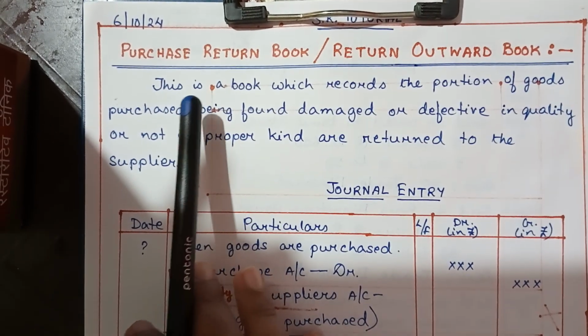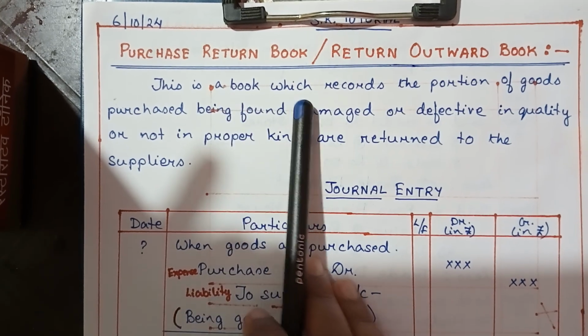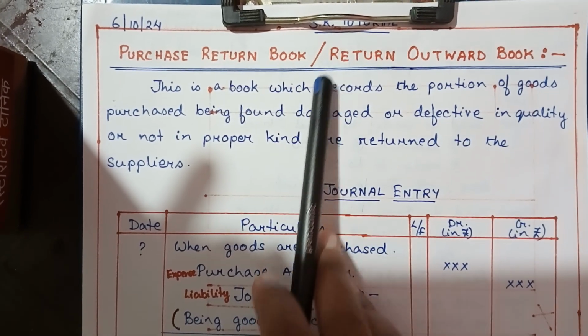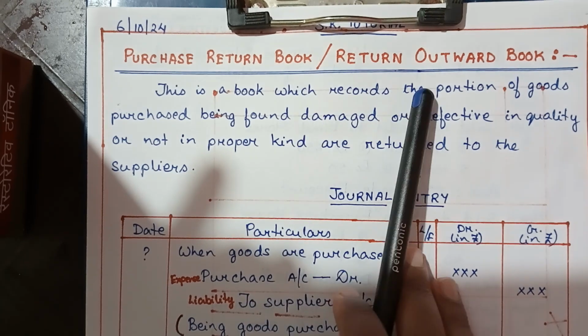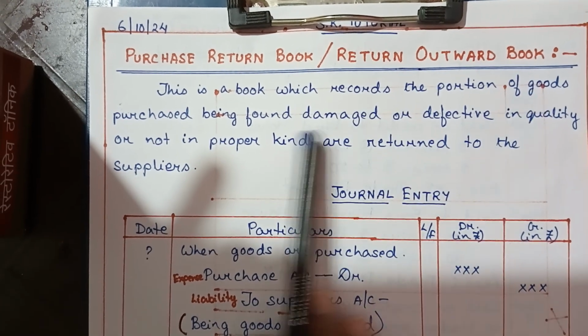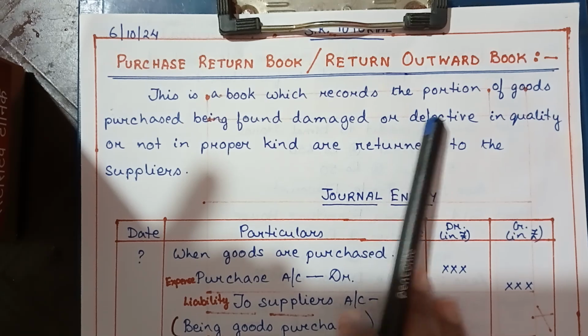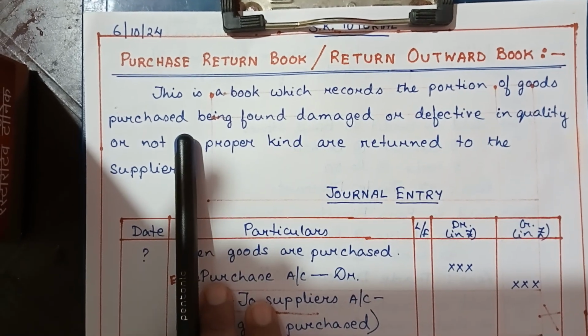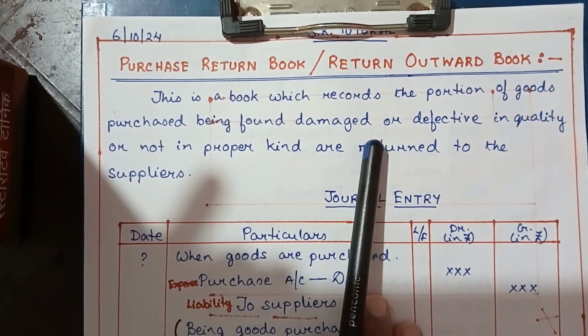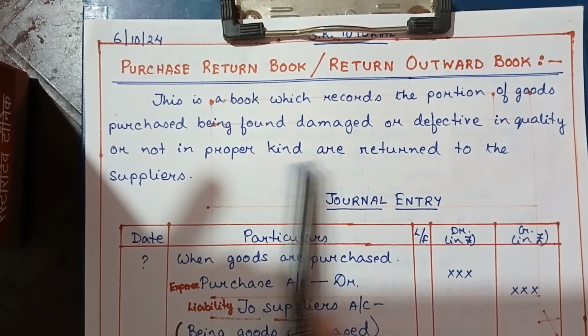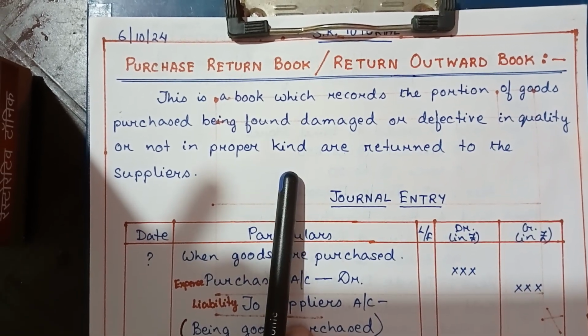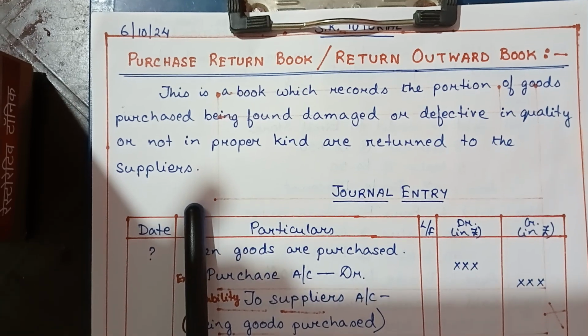So today we are going to discuss the purchase return book, or the other name for purchase return book is return outward book. This is a book which records the portion of goods purchased being found damaged or defective in quality or not in proper kind, which are returned to the suppliers.